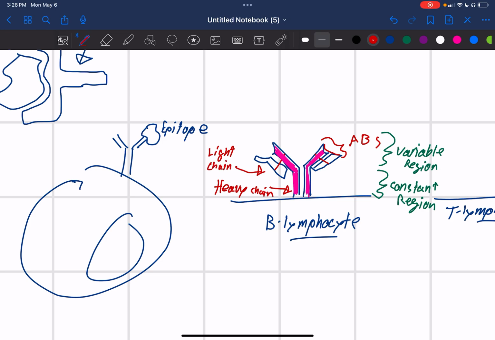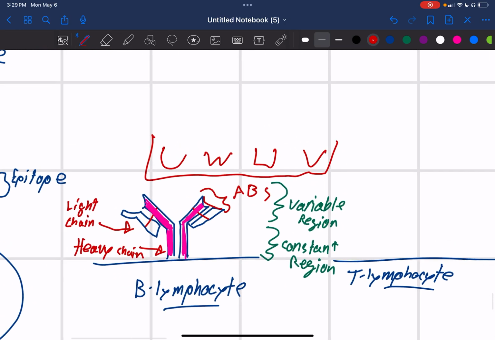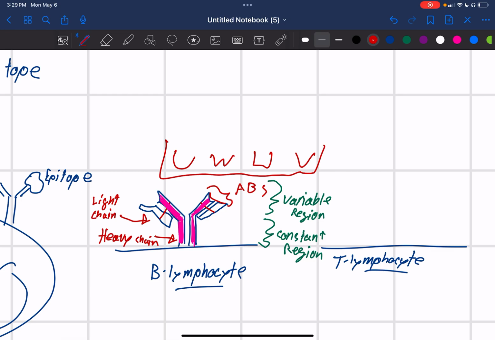Depending on the different type of receptor will determine how it is laid out, how it is created. So sometimes the antigen binding site, instead of a perfect U, could be like a W, or it could be a square, or it could be a V. Sometimes there are different types of variable regions depending on the type of receptor, and this can also dictate what kind of pathogen would be able to attach to that specific cell, right?